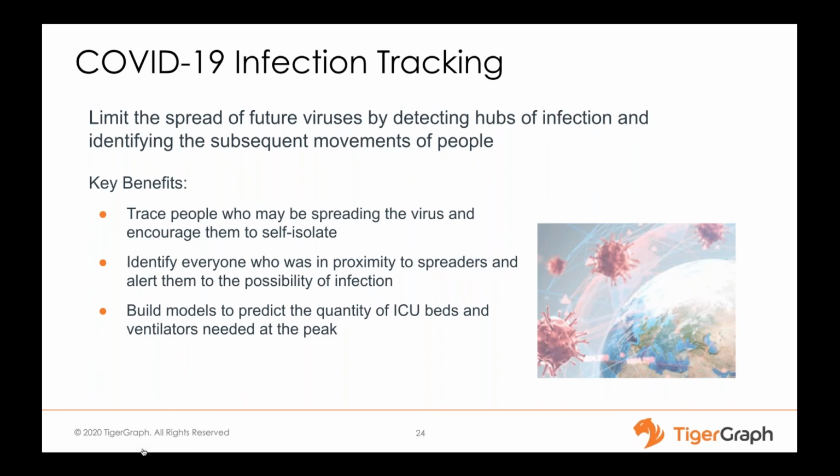So with these patient, path, and geolocation temporal data, you can really trace people who are spreading the virus, identify people who are close to the super spreaders and alert them, and also build sophisticated models to predict the medical resource demand and facilitate the allocation, such as ICU beds and ventilators.